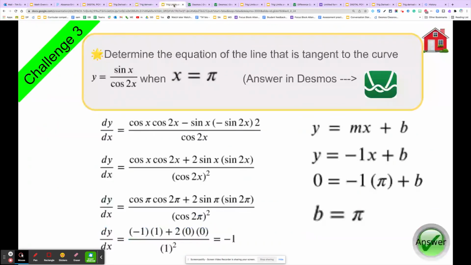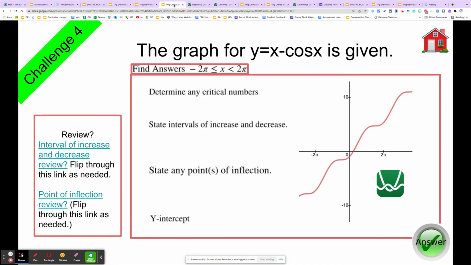Let's come back to our last challenge. And in this case, a graph is given. Here's the equation, x minus cos x. And they're just asking for some terms here. So this was from our Maximin chapter where we were learning about critical numbers, and critical numbers occur when the slope is 0 or undefined. And I see a bunch of zeros in there, so that's what we're going to look at.